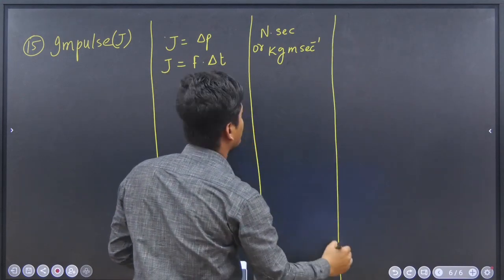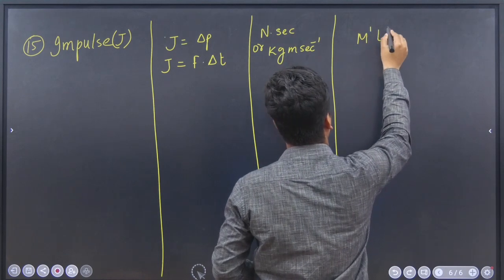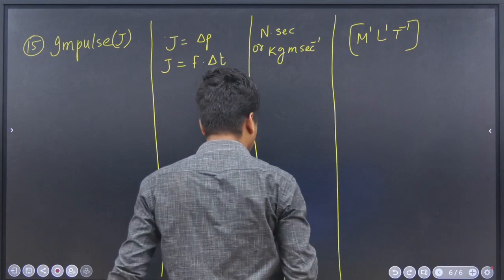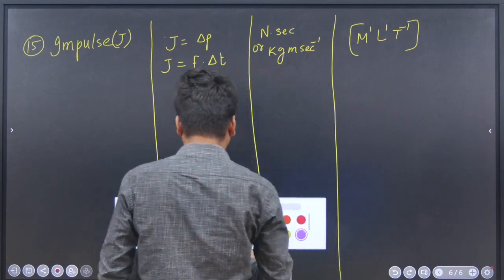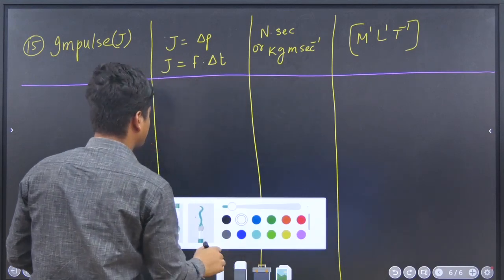Now here, if I write the dimension formula, then what will I write? Write M to the power 1, L to the power 1, T to the power minus 1. So this is the way you need to proceed. I hope you are understanding. Now we will go to the next point.